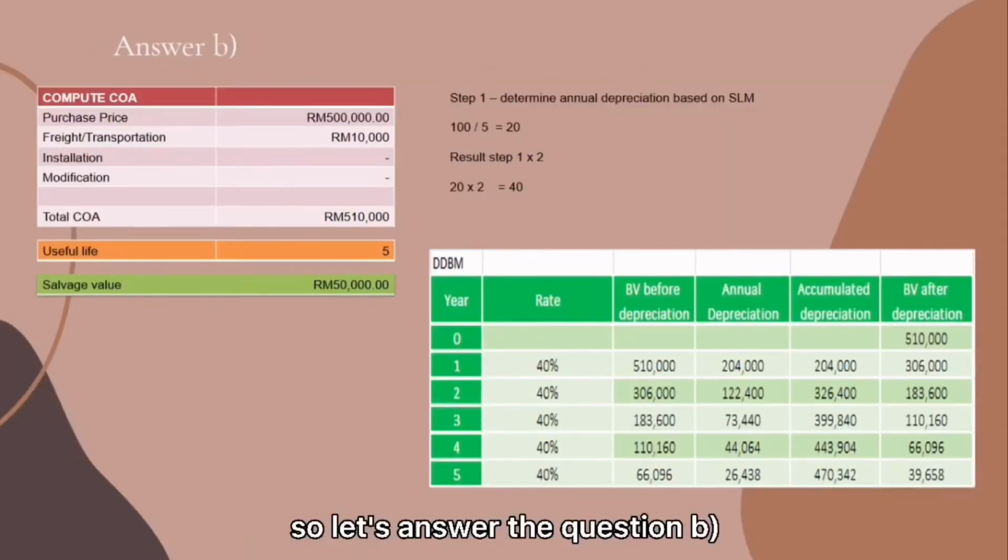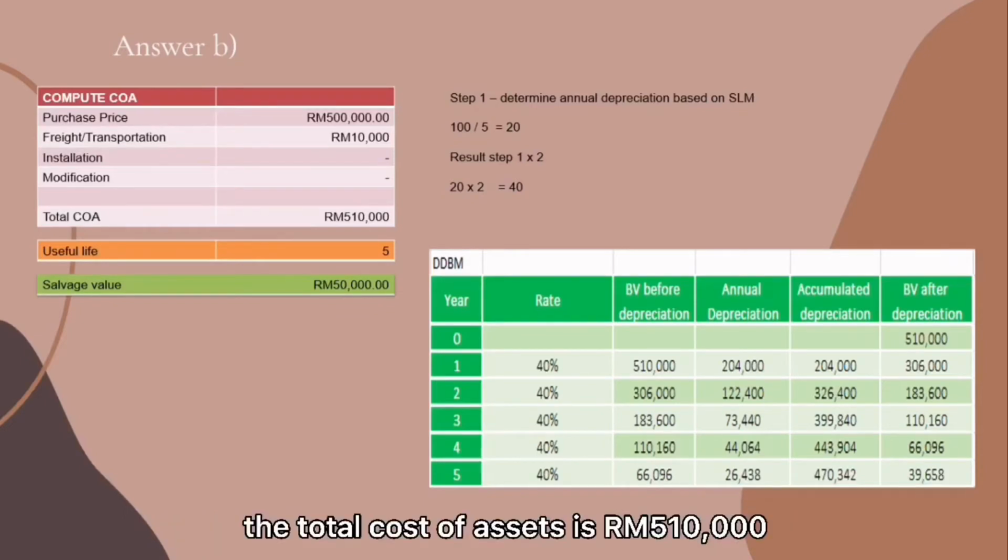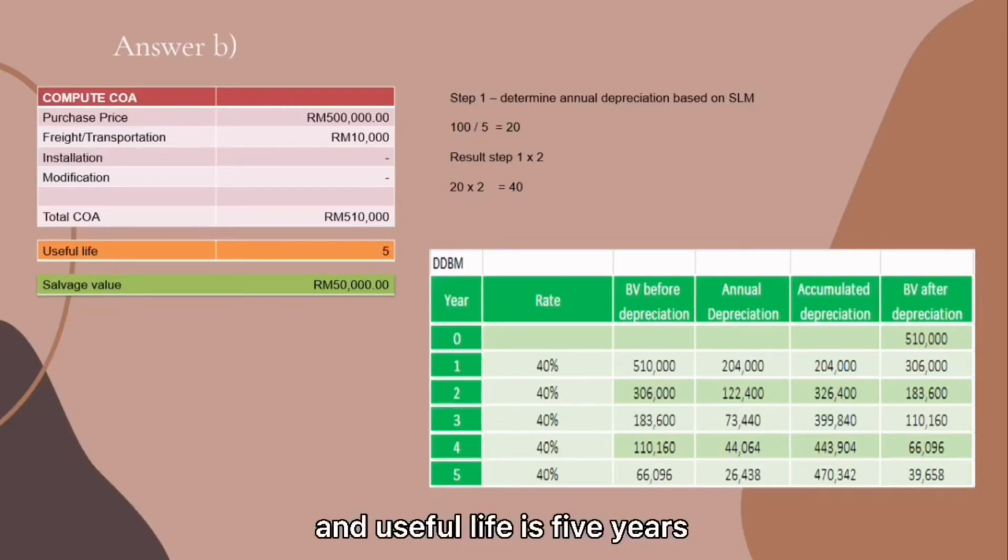So let's answer question B. First, we must list down the total cost of asset, useful life, and salvage value. The total cost of asset is 510,000 ringgit and useful life is 5 years and salvage value is 50,000 ringgit.